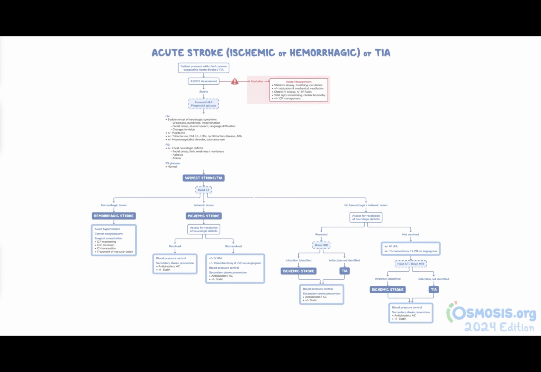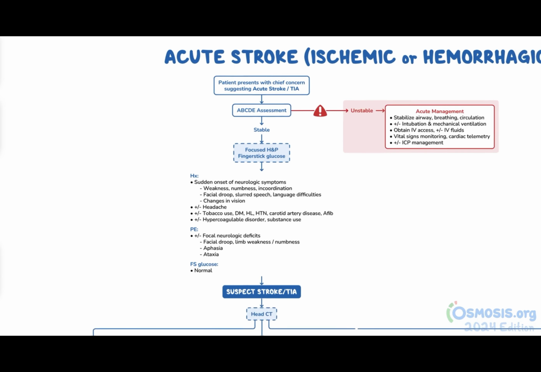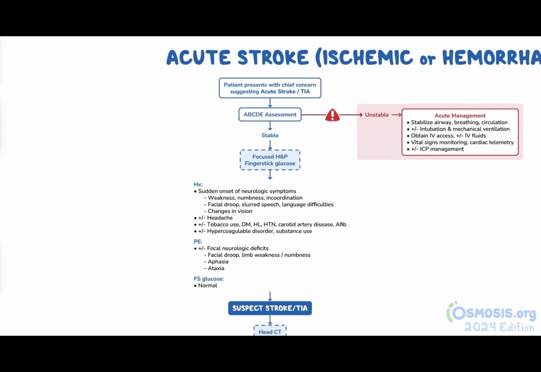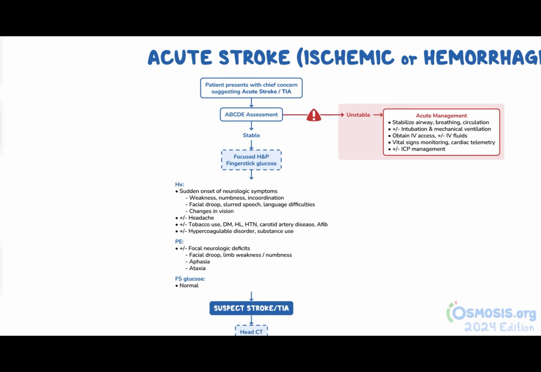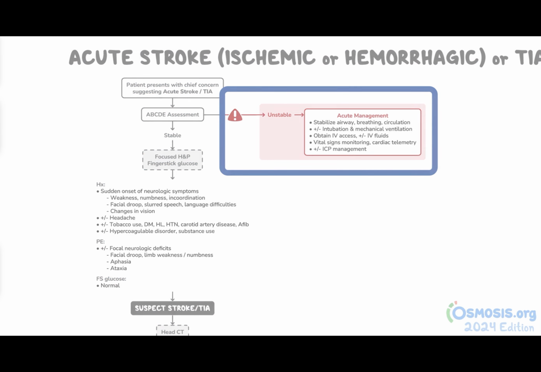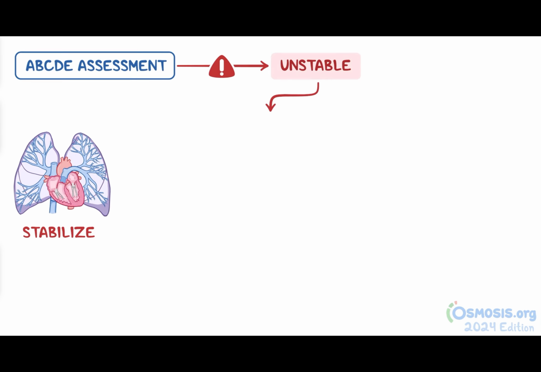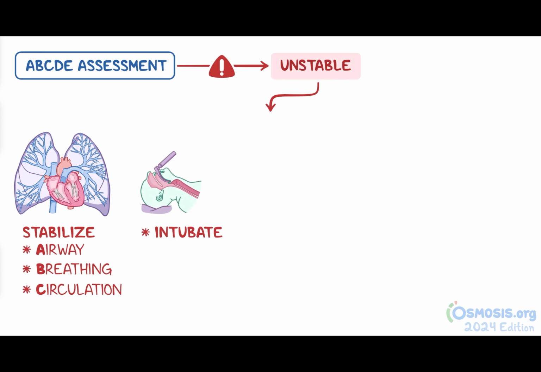Now, if your patient presents with chief concerns suggesting acute stroke or TIA, perform an ABCDE assessment to determine if they are unstable or stable. If unstable, stabilize the airway, breathing, and circulation. At this point, you might even have to intubate the patient and start mechanical ventilation.